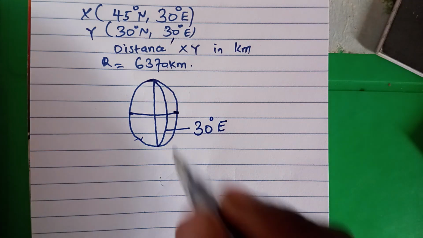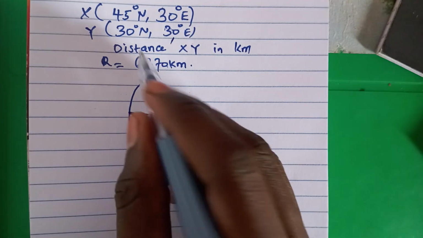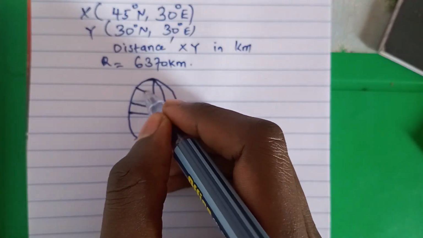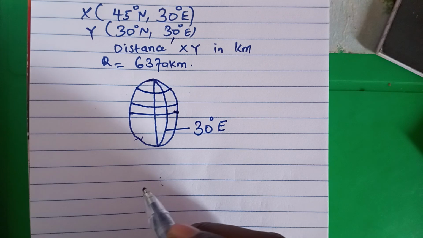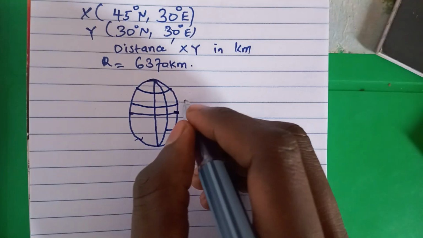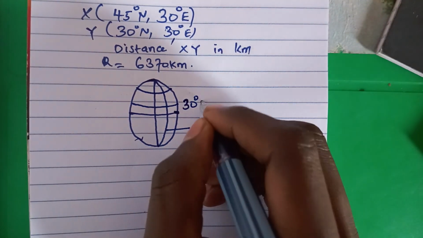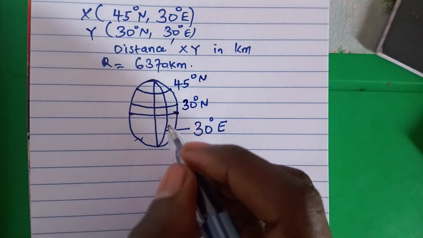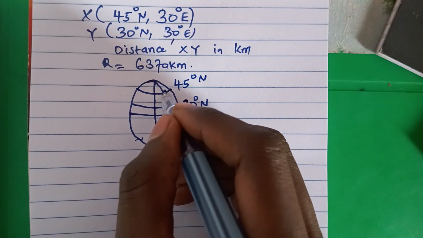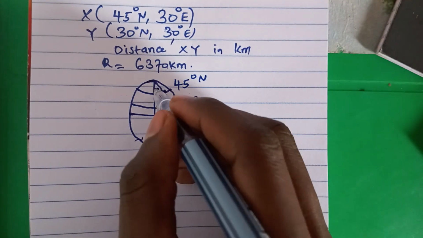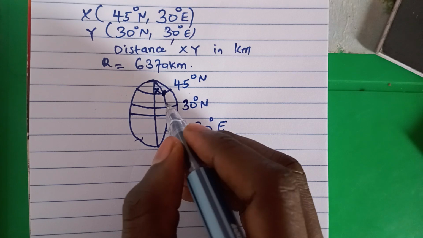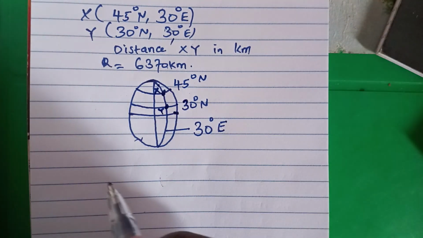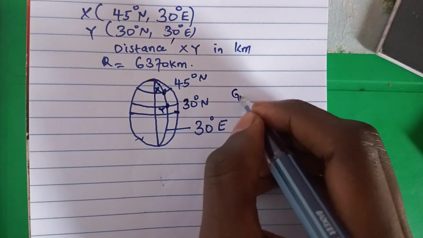We are also being told that one is at 45 degrees north and the other one is at 30. So we start with the 30 degrees and then we move up, because they keep on increasing as we move upwards. So this one is 30 degrees north. The other one is 45 degrees north. This town at 45 degrees north is called town X, and the other one at 30 degrees north is called town Y. Because they lie on the same longitude, they are going to form a great circle.